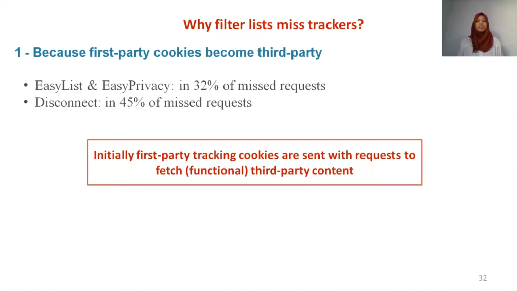Then later on, when the request was using the cookie in a third-party context, it was again not possible for the filter list to block requests at this point, because the cookie was used with functional content, and so the blockage of this request that serves functional content could have led to the breakage of the websites that use this content.